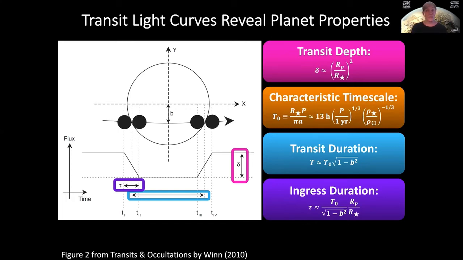All of this only works, though, if your planet actually transits. And unfortunately, for an Earth-like planet orbiting a Sun-like star, the odds of transit are only 1 in 200.